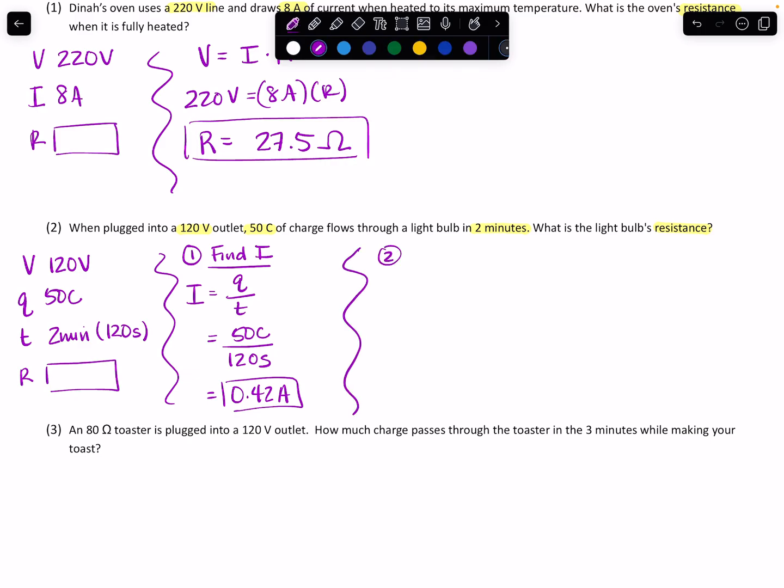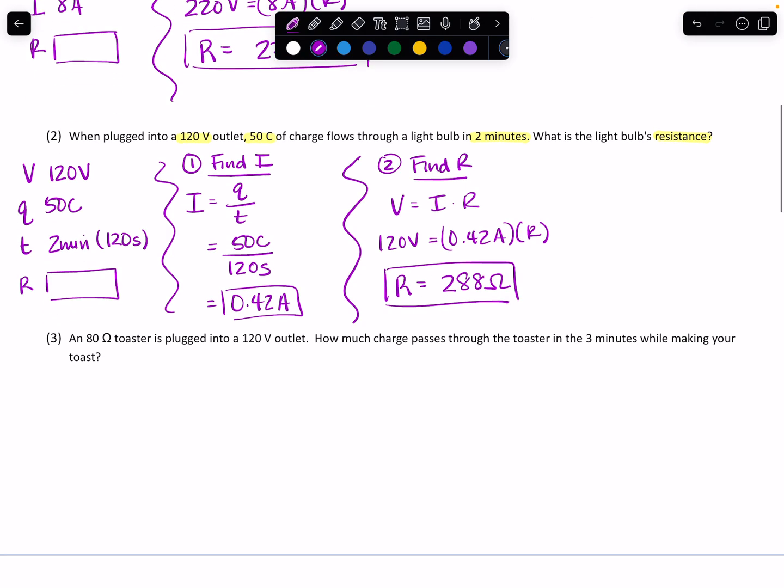So my second part will be to find resistance. Voltage is current times resistance. So I have 120 volts this time, 0.42 amps, and then an unknown resistance. So I plug that in, and I find that this light bulb has a resistance of 288 ohms.